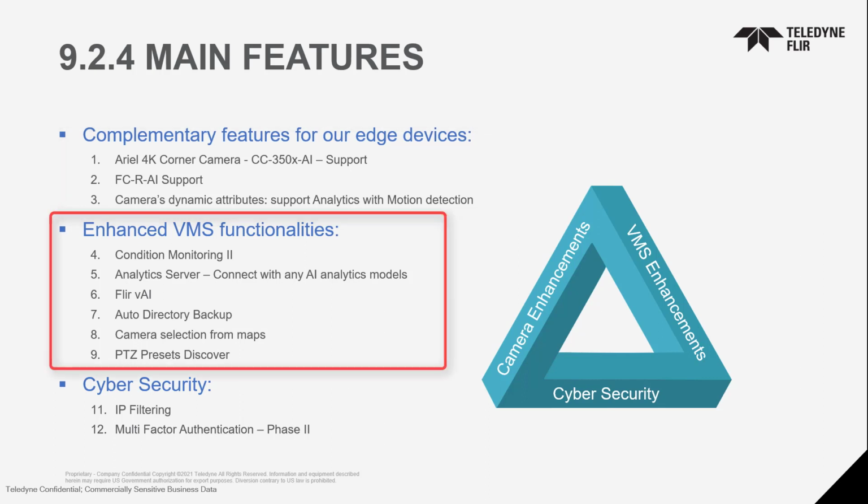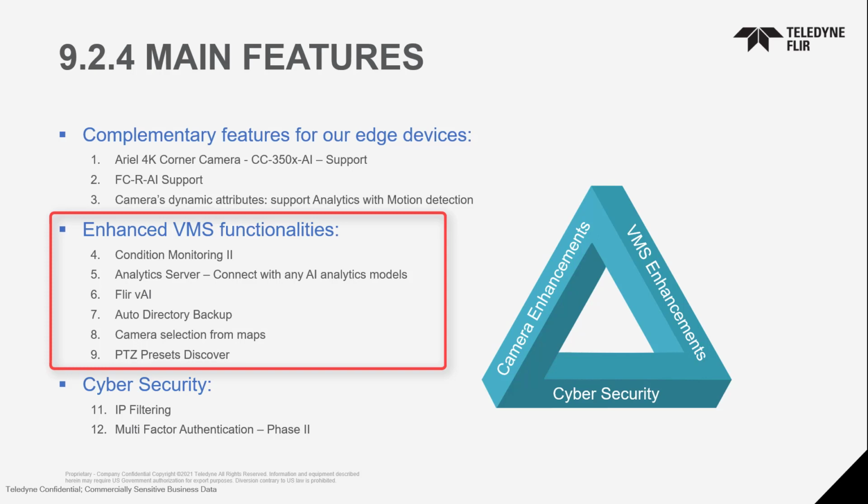Now we've got a bunch of new enhanced Latitude functionalities we've added, and we'll talk about all of them as we go forward. But you can see we've updated the condition monitoring plugin, allowing querying for historical data via the new CM query function, which will add a ton of value for our customers that need monitoring of critical systems and components. We've also added a cool new function called the Analytics Server to Latitude that's going to allow our customers to connect with any type of analytics engine. And the FLIR VAI will help customers more efficiently manage their alarms and decrease false alarms by adding an additional analytics layer to the decision-making process.